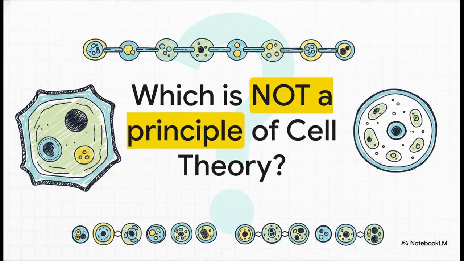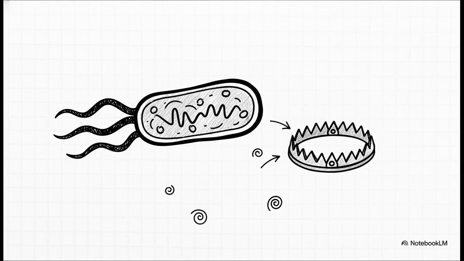Next step, which of these is not a principle of cell theory? A, B, C, or D? Gabez, the trap is C. Living things have cells, but remember, bacteria are cells totally lacking a nucleus.